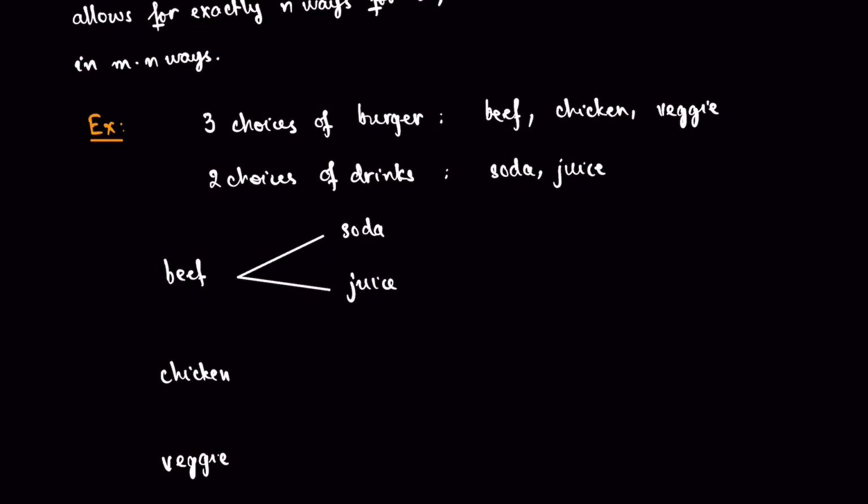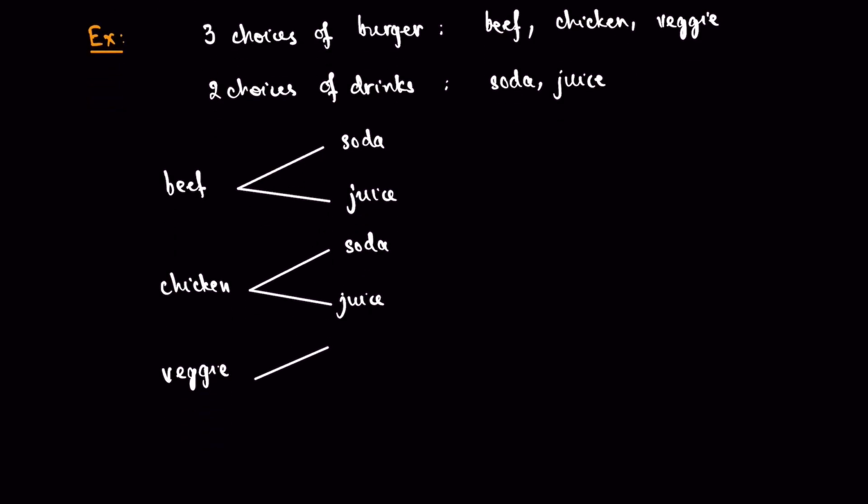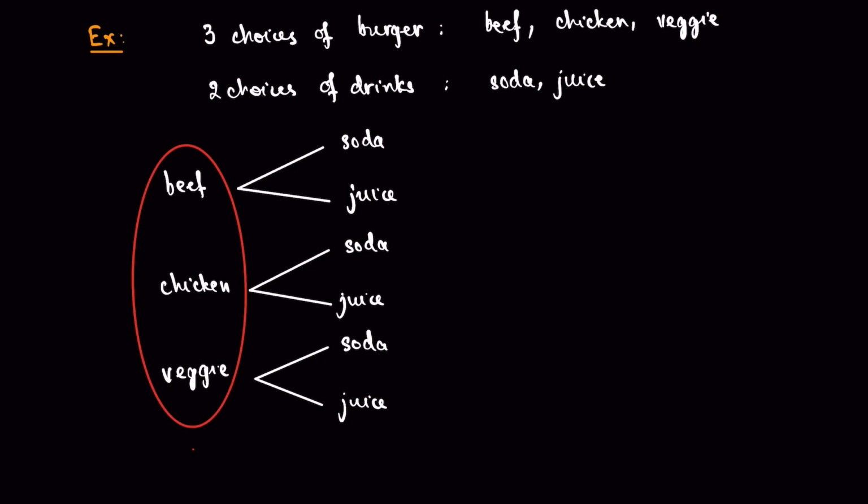Similarly, for the case of ordering the chicken burger, you can later choose to drink soda or juice. And when you order the veggie burger, you can also have the choice of drinking soda or drinking juice. Then for the first event, there are 3 possibilities. So there are 3 choices in the first event, and for each choice in the first event, there are 2 choices in the second event.